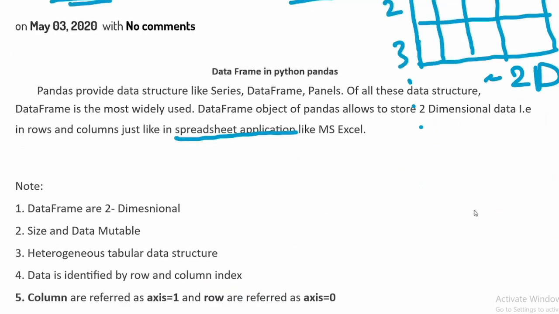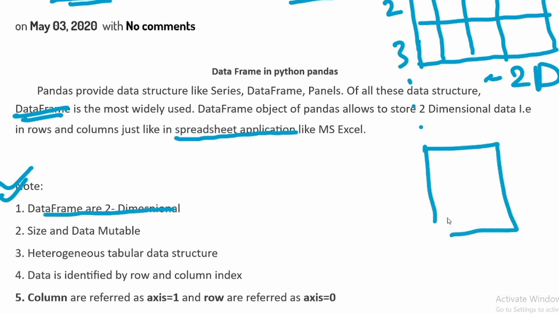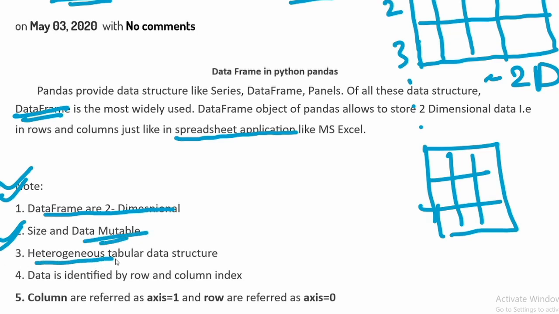Now let us talk about some of the features of a data frame, and then we'll move over to the construction of a data frame, right? The first point is two-dimensional. Obviously a data frame is a two-dimensional structure, and because of that it can hold two-dimensional data from maybe a spreadsheet application, maybe an SQL database. The size is mutable and the data is mutable, right? And it is a heterogeneous tabular data structure.